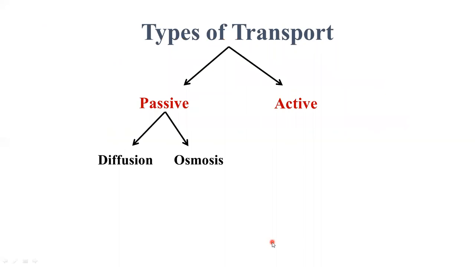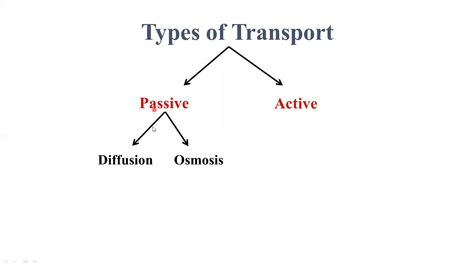Here we come to the point which is transport of substances. There are two main types of transport. Number one, passive transport mechanism, and number two, active transport mechanism. The passive transport mechanism is one in which no respiratory energy is required, while in active transport mechanism, respiratory energy is required for the transportation of the materials or substances across the cell.